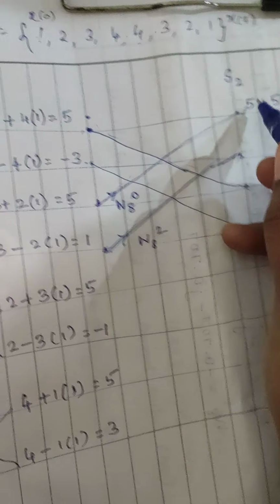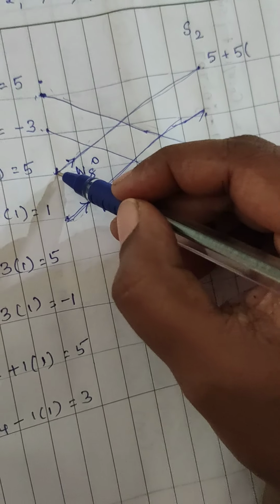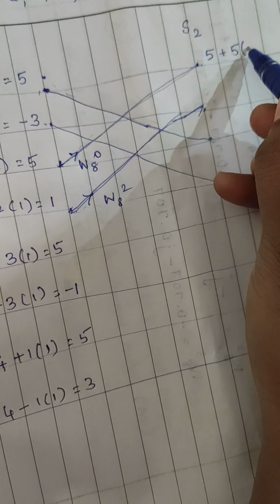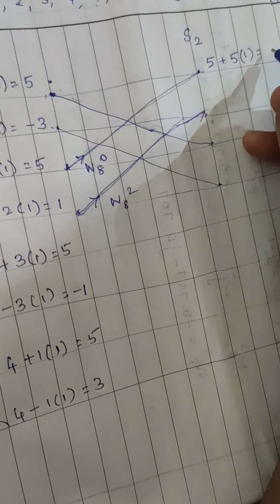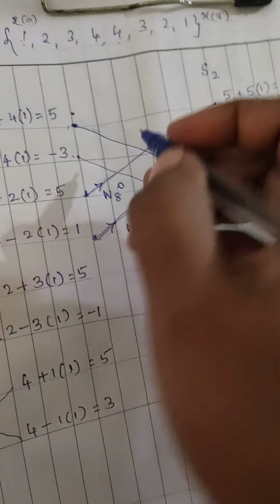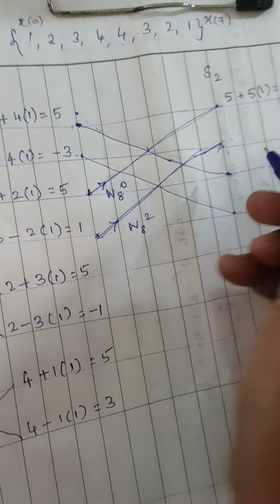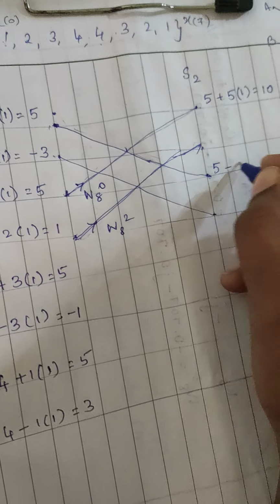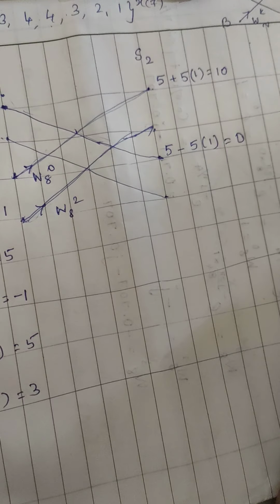In this case A is 5 and B is also 5, so 5 plus 5 into W 8 power 0. W 8 power 0, we already know it is 1. So 5 plus 5 is 10. Correspondingly, we take the same butterfly: A minus B into W 8 power 0, it is 0.